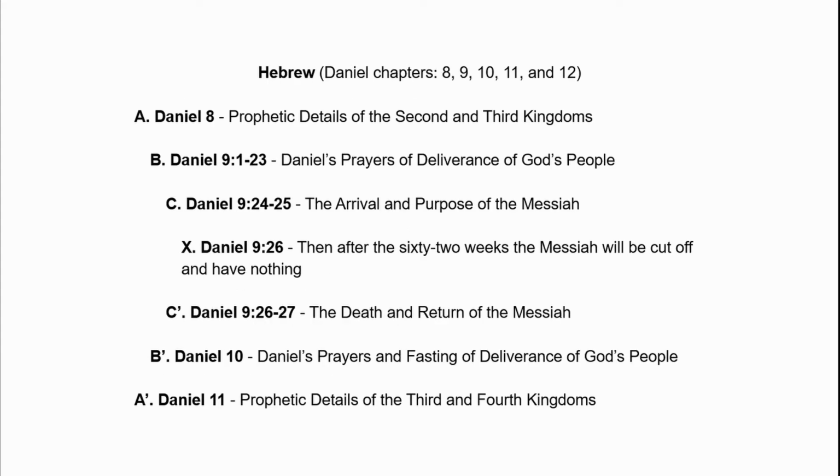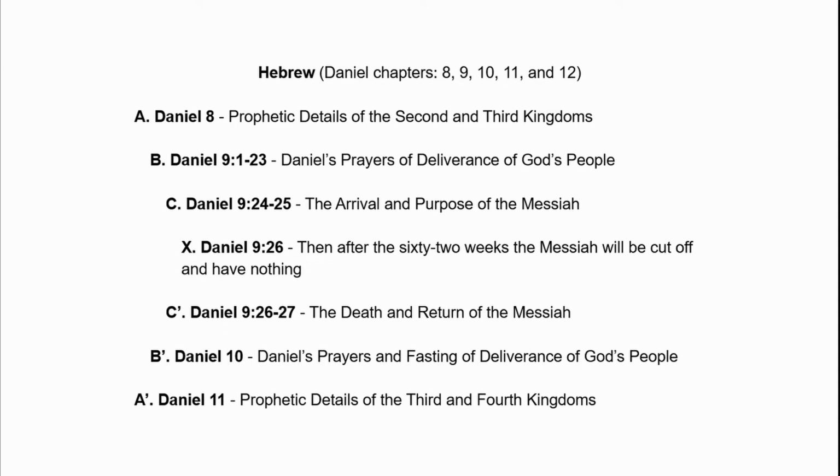The Hebrew chapters in Daniel are 8 through 12. The conceptual chiasm is the prophetic details of the 2nd and 3rd kingdoms in Daniel 8, Daniel's prayers of deliverance of God's people in Daniel 9, verses 1 through 23, the arrival and purpose of the Messiah in Daniel 9, verses 24 and 25. The inflection point is Daniel 9:26. Then, after the 62 weeks, the Messiah will be cut off and have nothing. The death and return of the Messiah is in Daniel 9:26 and 27.